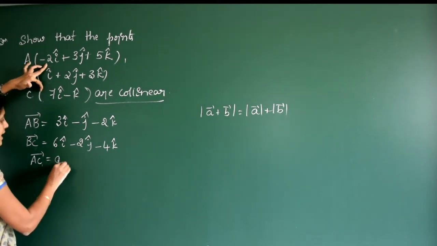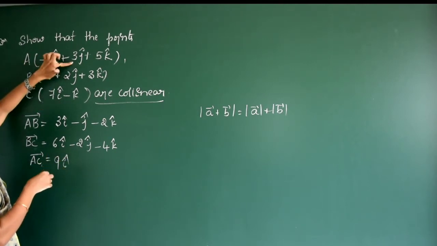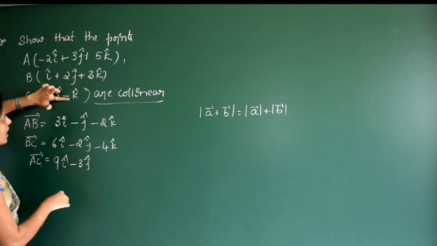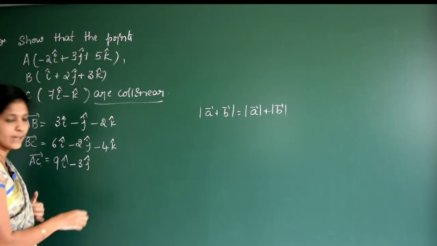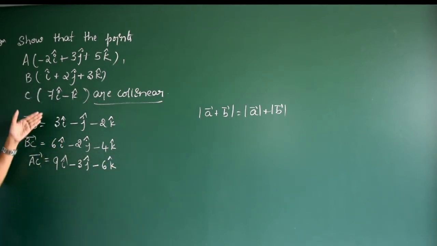So that will be 9 i cap. And here j is not there, so 0 minus 3 j cap. So it will be minus 3 j cap. Then minus 1 and minus 5, k cap will be 6 k cap. So clear? We got 3.